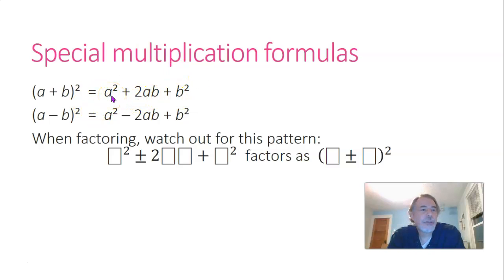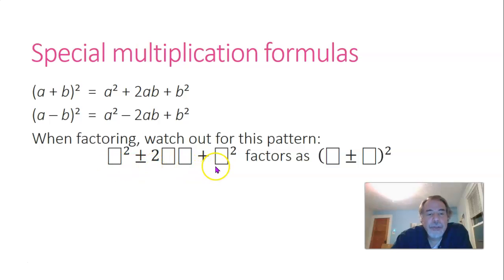It's the first thing squared, and then either plus or minus 2 times the first thing times the second thing, plus the second thing squared. Now that we're factoring, we're kind of going in reverse of the multiplication, so watch out for something that fits this kind of pattern, because you can go back to something like this that's a binomial squared.